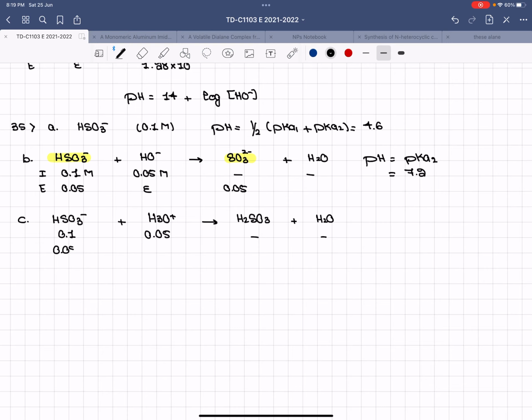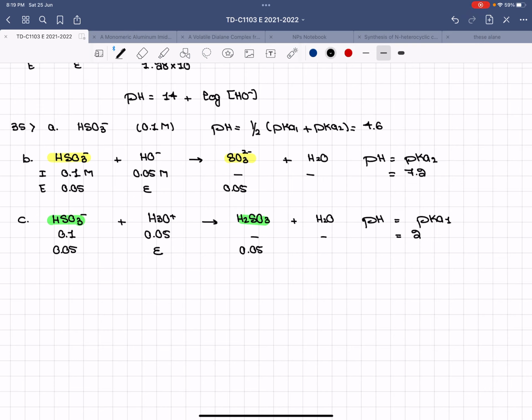There remains 0.05, epsilon, 0.05. Look at the conjugates, they're equal, so the pH equals pKa. Which pKa? Again, look at the couples. This is couple 1, so it's equal to pKa1, which is equal to 2. And basically, that's number 35, okay?